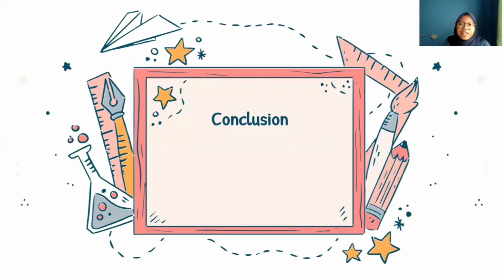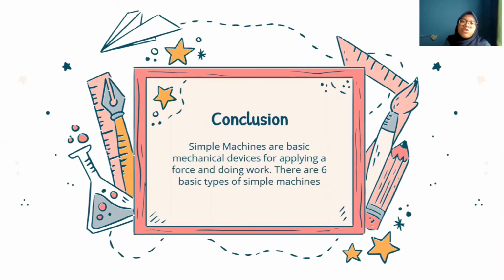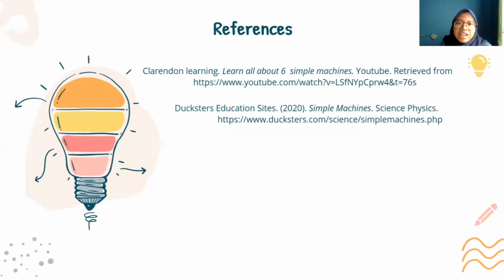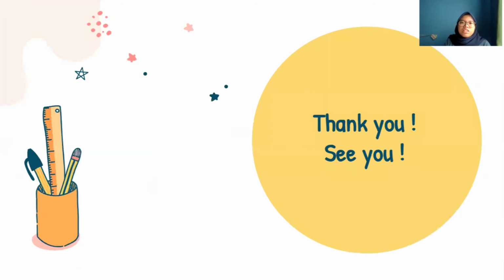So this is the conclusion of all the materials. The conclusion is that simple machines are basic mechanical devices for applying a force and doing work. There are 6 basic types of simple machines. So this is the last of the materials, and this is the reference that I used.